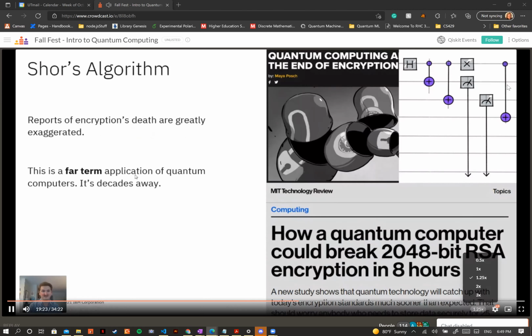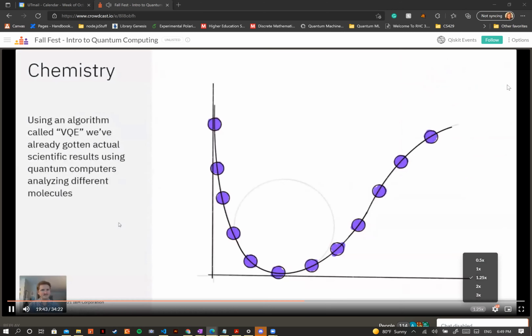That's truly scary stuff. But reports of encryption's death are greatly exaggerated. This is a far-term application of quantum computers. We think it's probably decades away, and by then, our encryption technology will have moved much further forward and be quantum-proof, you might say. Chemistry is something that can be described as both near-term and far-term.